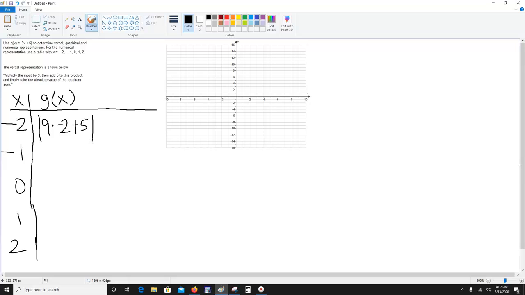And you do multiplication first, of course. So 9 times negative 2 is negative 18 plus 5 is negative 13. And absolute value of a negative number is a positive number. So positive 13 is it.